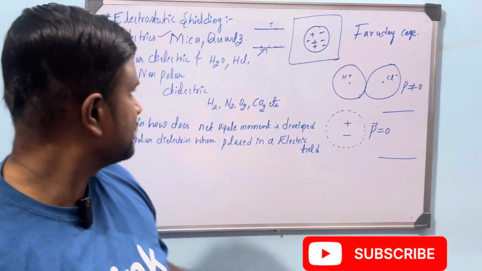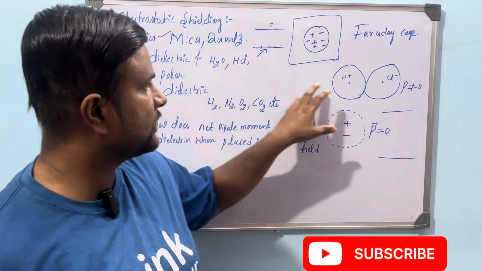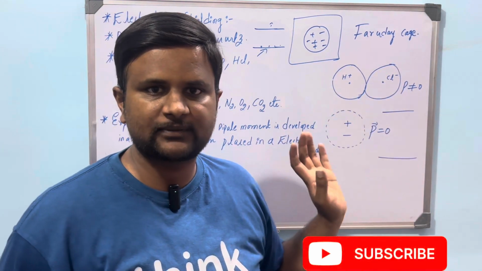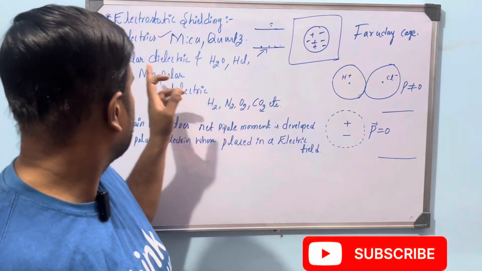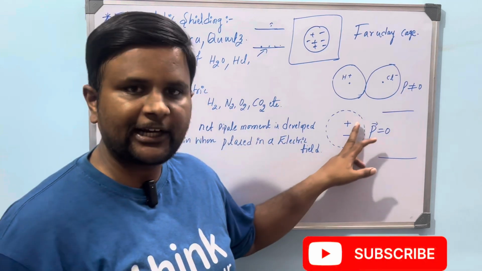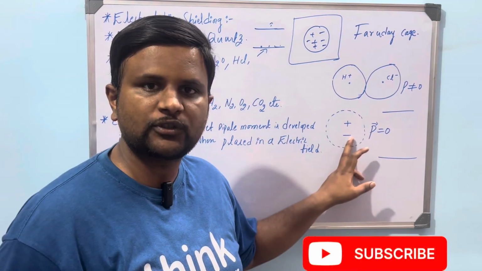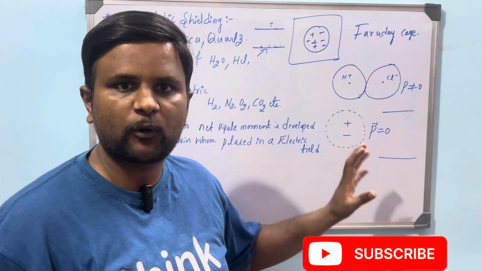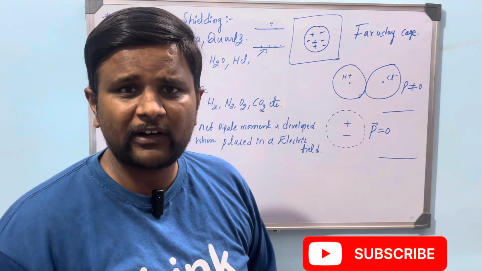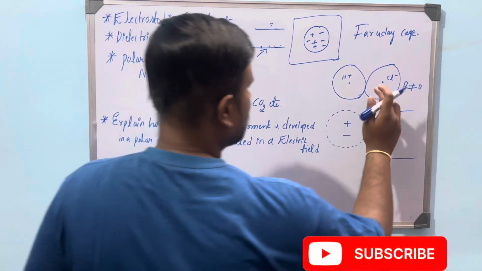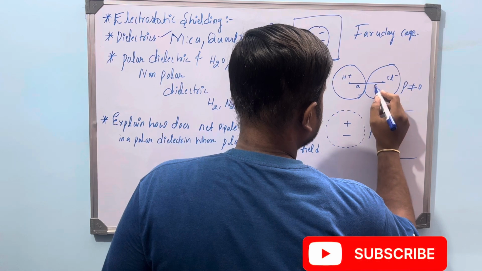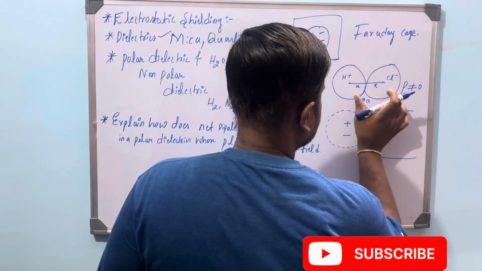Polar molecules mean the center of the positive charge and the center of the negative charge do not coincide. It is called polar dielectrics. Non-polar dielectrics mean the center of the positive charge and the center of the negative charge coincide. They are called non-polar molecules or dielectrics. Now, in which case will the dipole moment develop? For polar molecules we have a distance. Suppose this one is a and this one is a, so I can write it as 2a. So the distance is there.